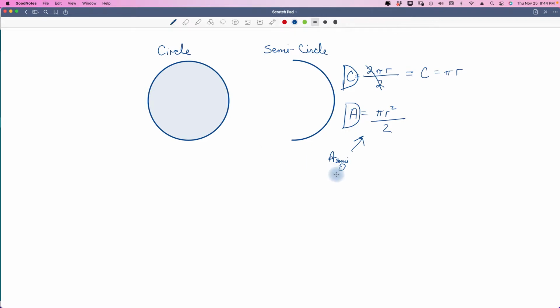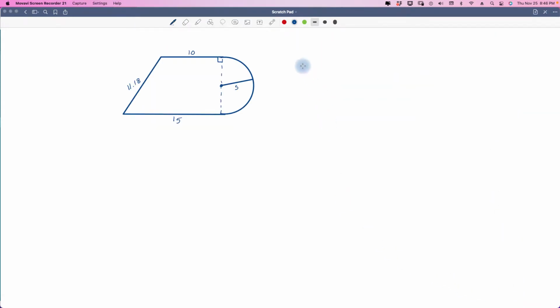So let's do some problems that include the area of a semicircle. Let me clear this and I'm going to draw a shape for you. All right, so here is our first shape. We're going to do example 64.1. So we have what looks to be some weird kind of shape here with a rounded corner. Not corner, but a rounded end.